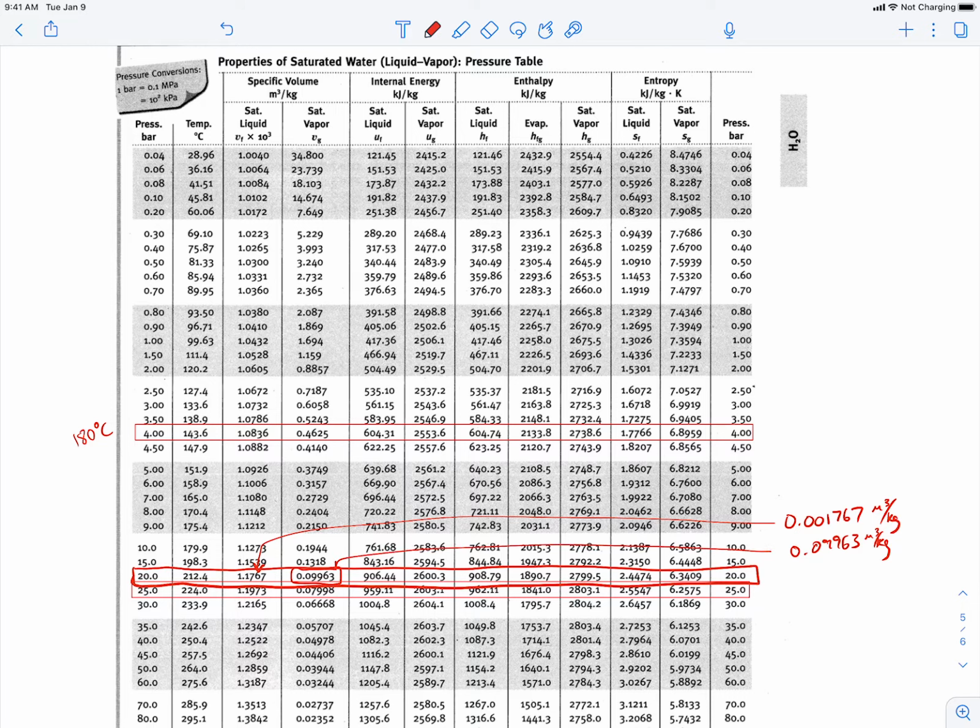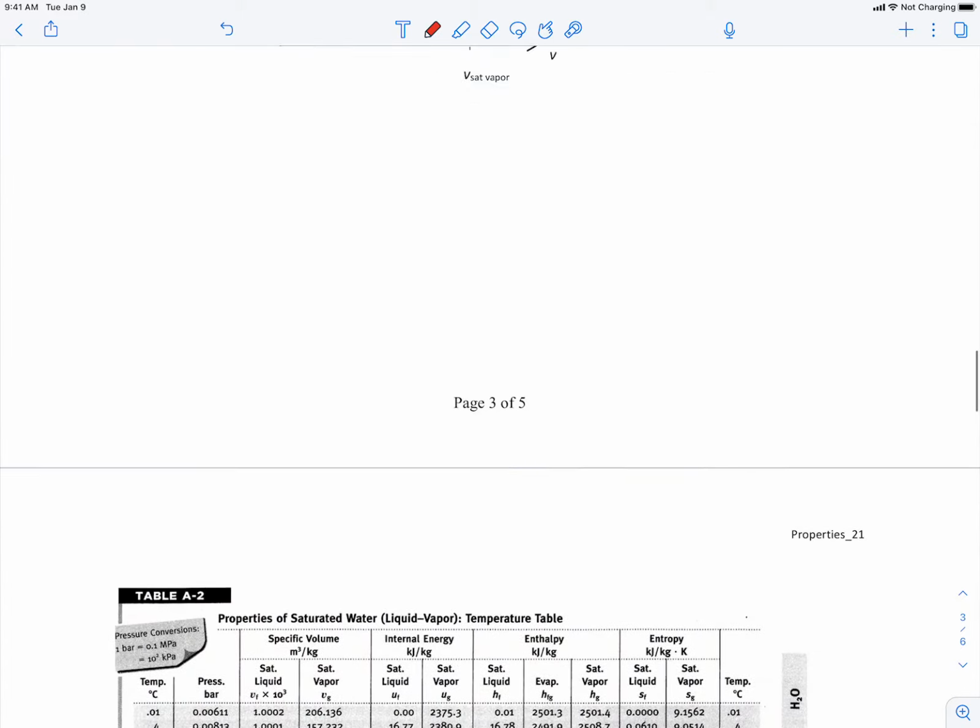So our actual specific volume was 0.01. So we're somewhere in between these two values, right? So 0.01 falls in between those. That means that we're under the vapor dome. We're dealing with a saturated liquid vapor mixture because our specific volume is somewhere in between those values at our given pressure. Okay, so let's go ahead and sketch that one out.